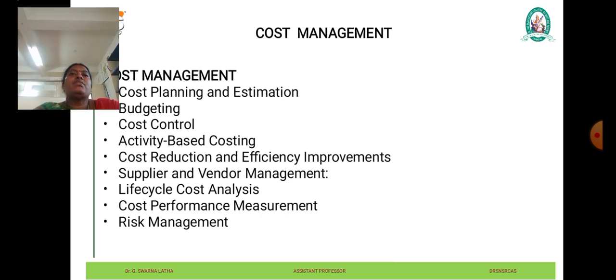By effectively managing cost, organizations can improve profitability, enhance competitiveness, and achieve sustainable growth. Cost management is an essential aspect of financial management and strategic planning, enabling organizations to allocate resources efficiently and achieve their business objectives in a dynamic and competitive business environment.